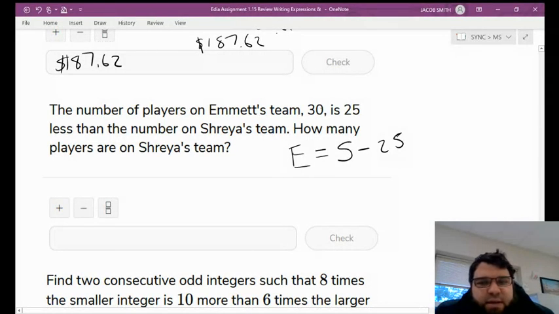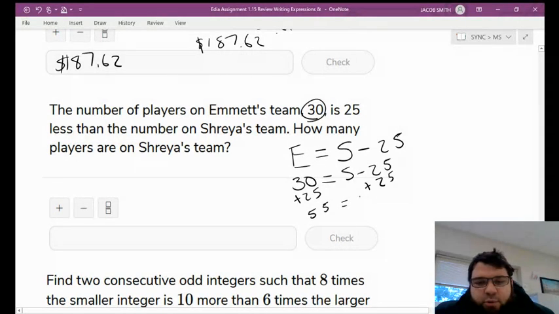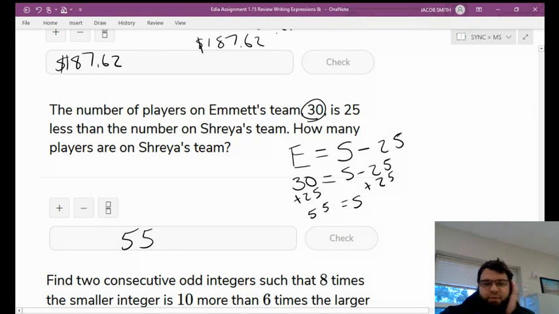So now we can solve it. It says Emmett's team had 30. So we can plug that in for Emmett's team, and we want to know how much Shreya's team had. Well, we said Emmett's team had 25 less than Shreya's. Well, that is the same thing as saying Shreya's team has 25 more than Emmett's. So if we add the 25 back to both sides, now we have 55 equals Shreya's team. So it's going to have 55 players.